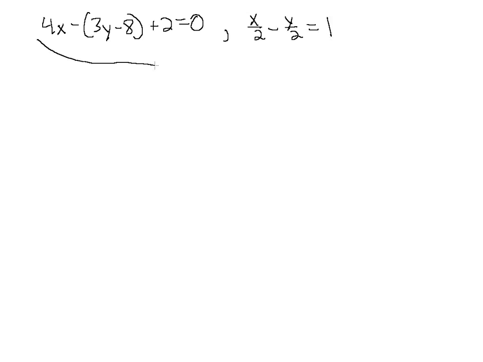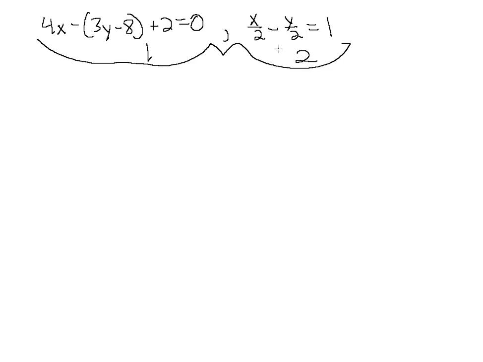Let's take a look at the following system of linear equations. We have 4x minus 3y minus 8 plus 2 equals 0. And we also have x over 2 minus y over 2 equals 1. All right, so this is our system of linear equations. We have equation 1 and equation 2.